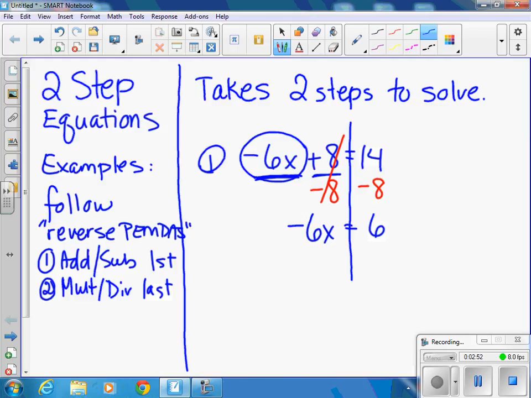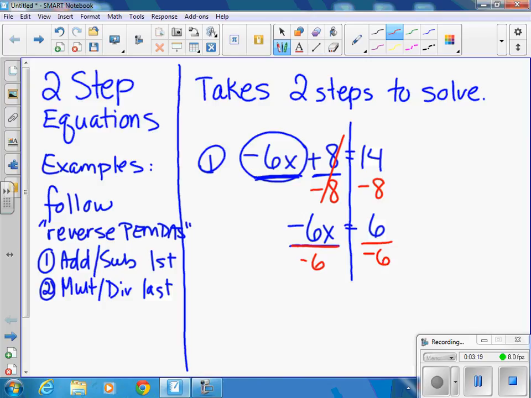So that's all I have to do here is I have to think of who am I going to get rid of. Well, this time, even though 6 and X are together, remember that X is the star of the show, so the negative 6 has to go. Since this is negative 6x, this means negative 6 times X. I'm going to do the inverse operation, and I'm going to divide by negative 6 on both sides.